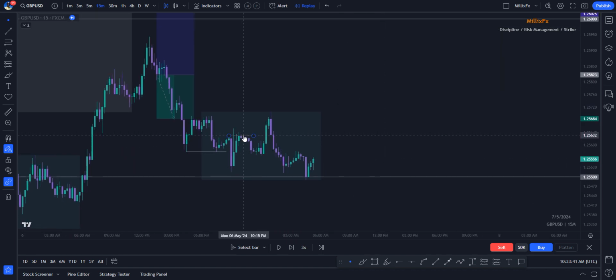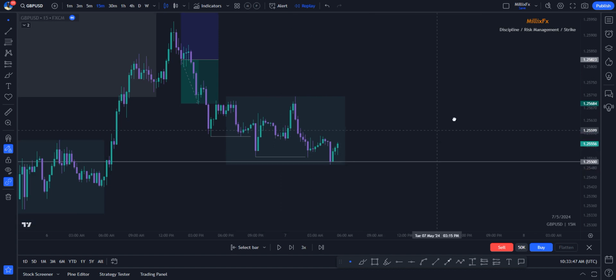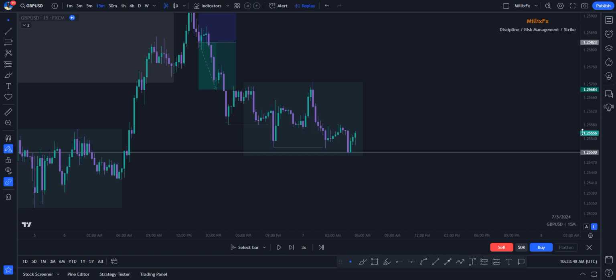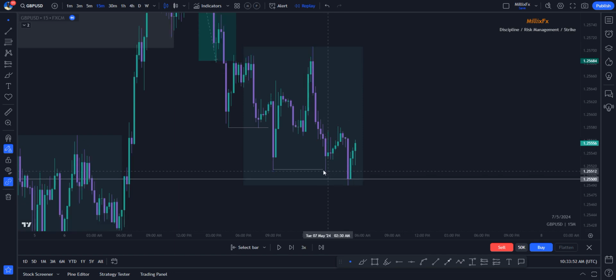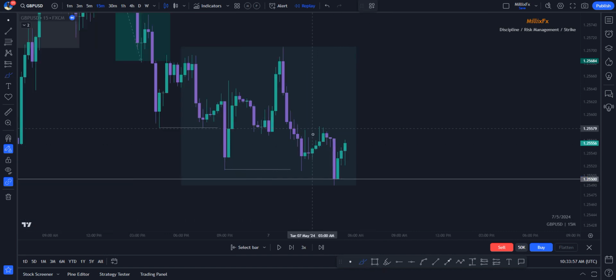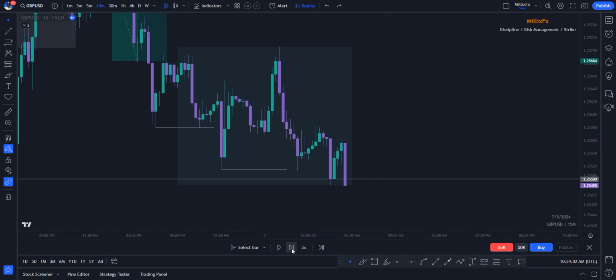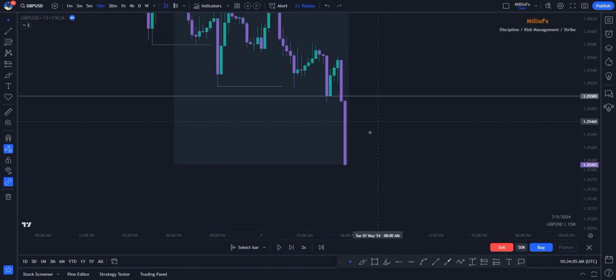Then price eventually took out the other low from here. Price closed below this one, so this is the new low. You can just add another structure. So now what we have here is our new inducement being created during the ascent session. So price didn't sweep that area but kept on dropping.